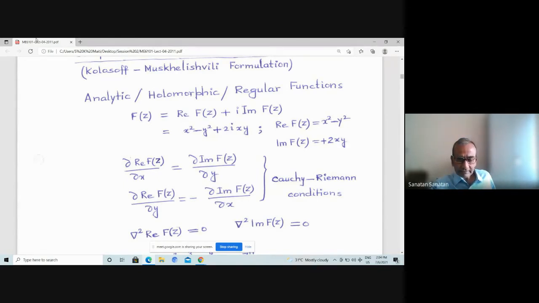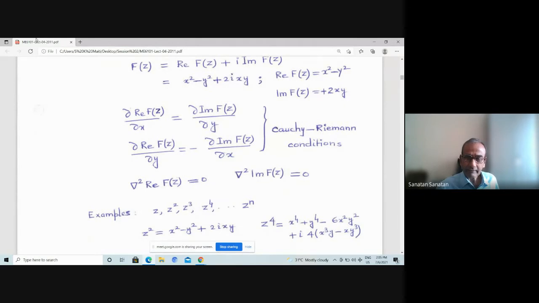Satisfaction of these Cauchy-Riemann conditions also gives rise to the condition that both the real and imaginary parts of this complex function satisfy the Laplace equation. So the real part and the imaginary part of the complex function f(z) both satisfy the Laplace equation. When you have this condition, the function f(z) is called an analytic function, or holomorphic function, or regular function. Physically, it means that these functions have continuous derivatives all throughout the domain. They are continuous functions, and their derivatives are also continuous all throughout the domain. That's the other manifestation of these functions.